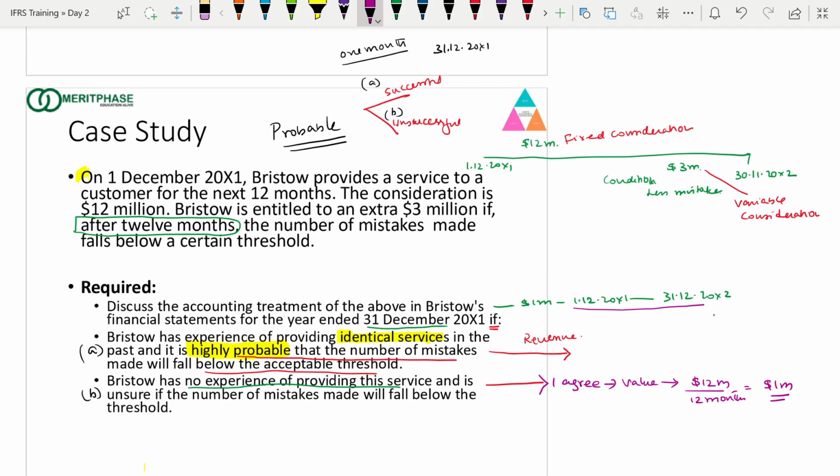Based on what we have discussed, I think this 3 million apportioned for the 1 month would be recorded, given the discussion that it is highly probable.